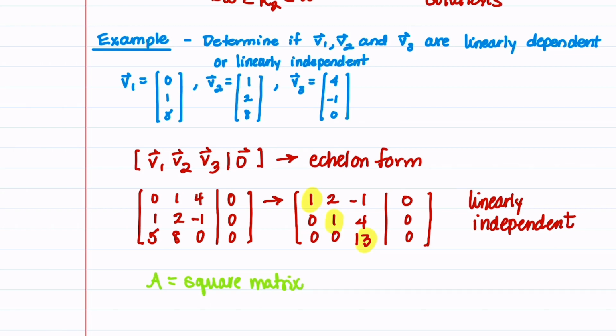If A is a square matrix, we can also check the determinant. If the determinant of A is not equal to 0, that tells us that we have a unique solution, and that solution is x is equal to 0 because our right-hand side is 0, which means that our vectors are linearly independent.